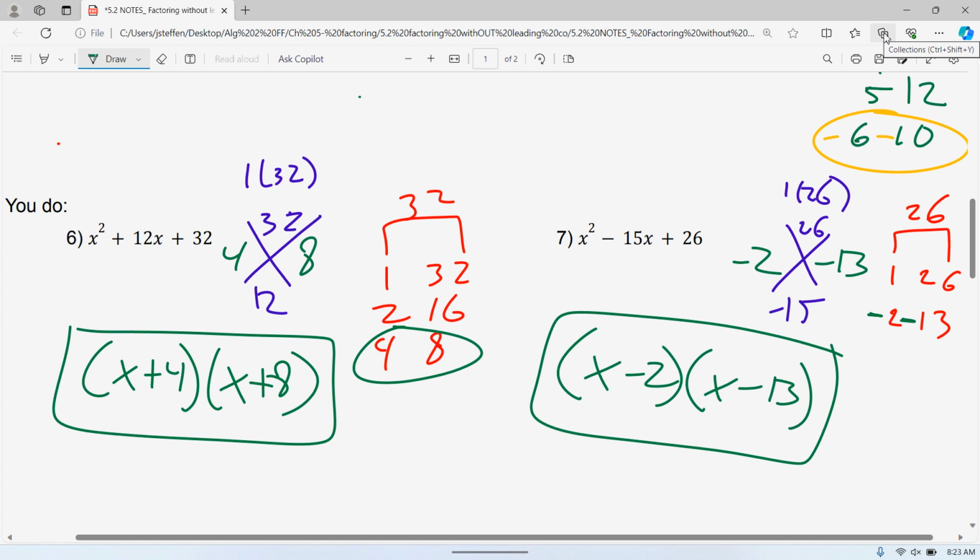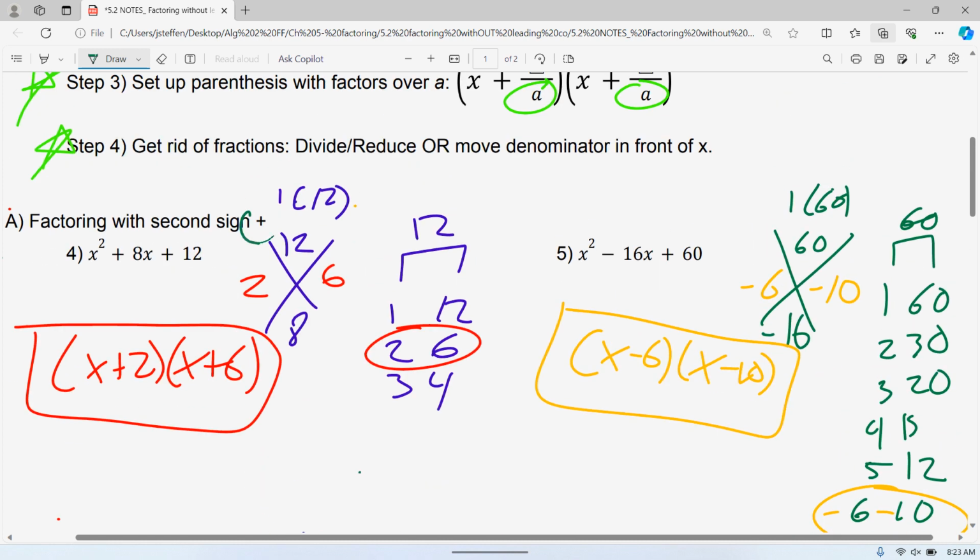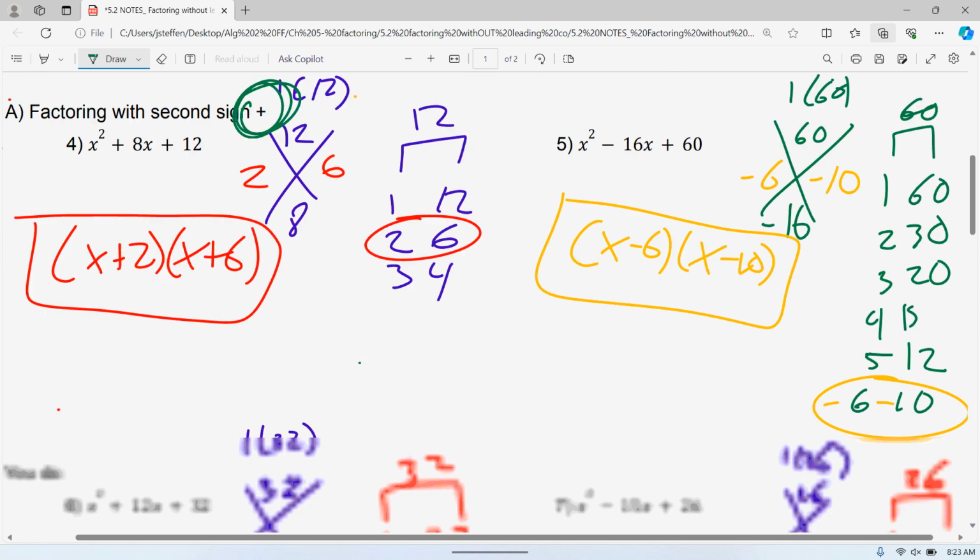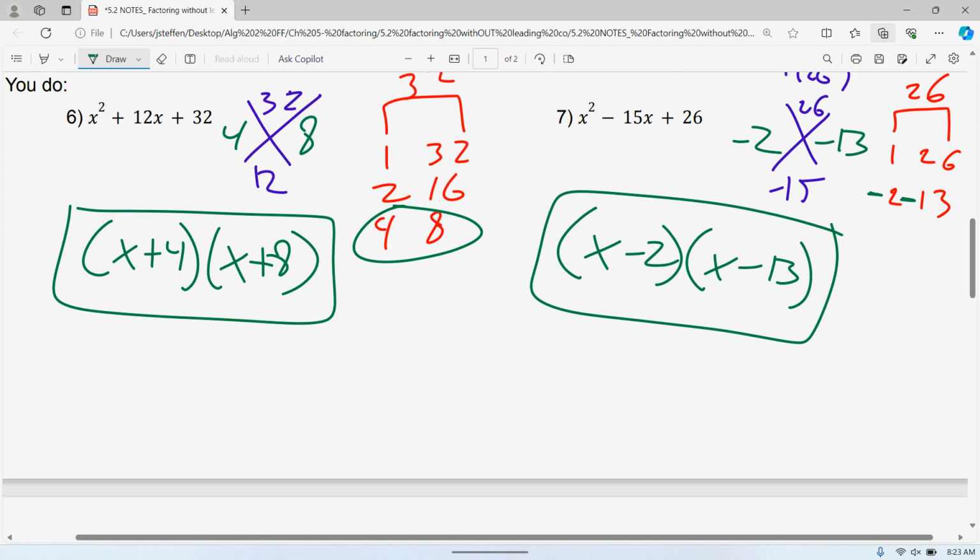The importance of the fact that I said the second sign is just means that both the signs are going to be the same. And we talked about that yesterday. So if you look at our answer, number 4 and 5, number 4, they're both plus. Number 5, they're both minus. Same thing, the one you guys just did. Number 6, they're both plus. Number 7, they're both minus. If that second sign is the same, then both of your signs are going to be the same.